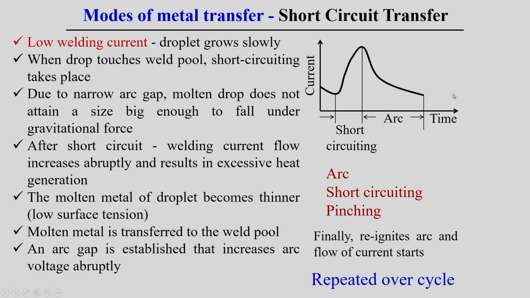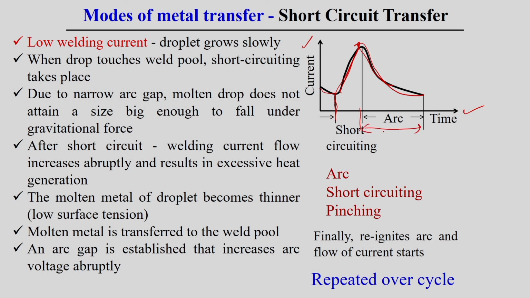But we can explain these things with the nature of the current with respect to time. This is the current axis and this is the time axis. Here you can see the short circuit current: initially the current is low. Once the short circuit is created, that means the molten droplet touches the workpiece, there is an increment of the current. Then the droplet detaches from the electrode, there is a decrement of the current, and it lowers down, but an arc gap is maintained. So the arc is maintained over this time.